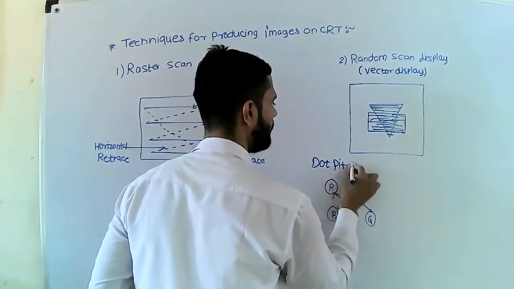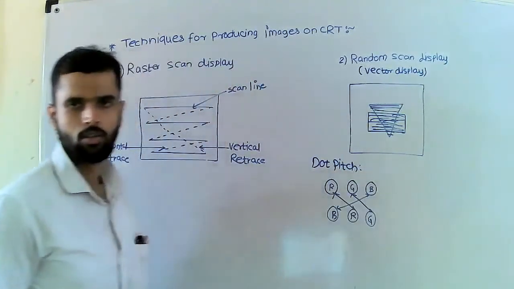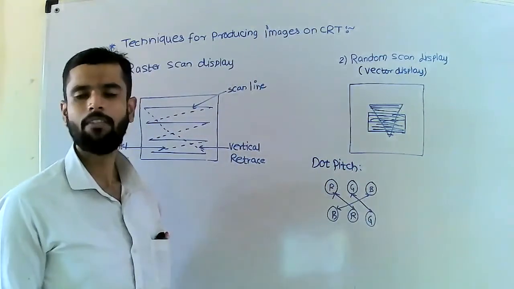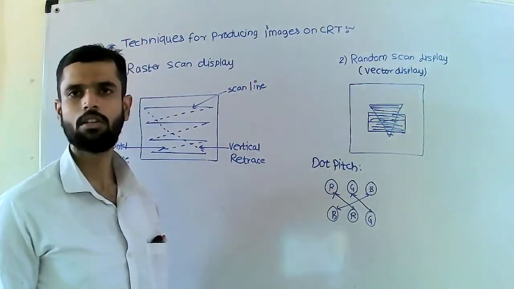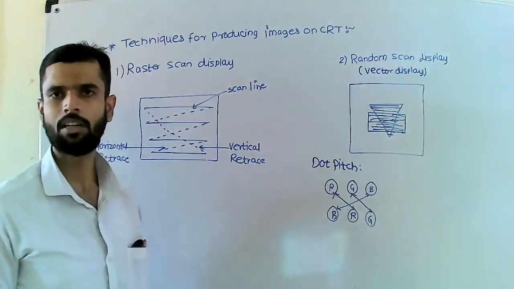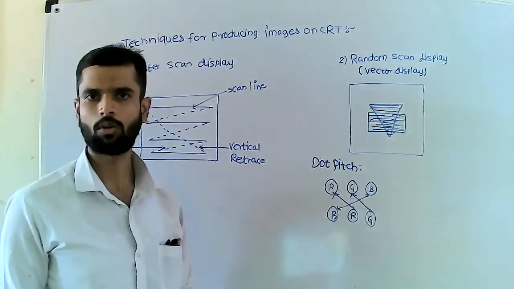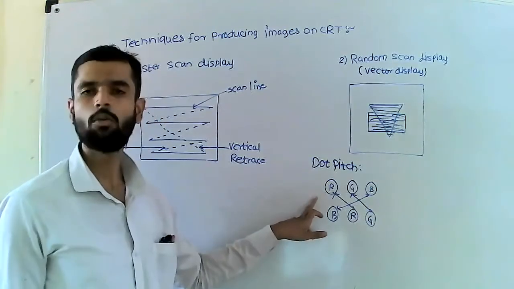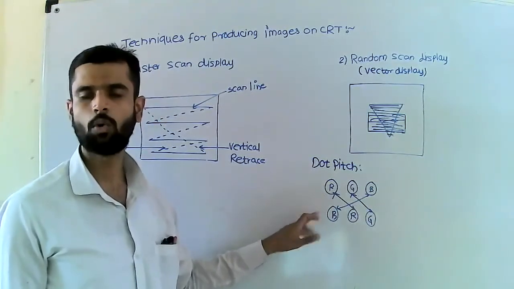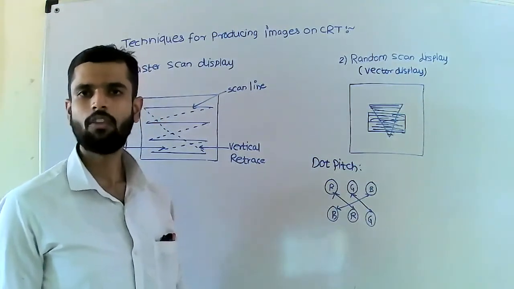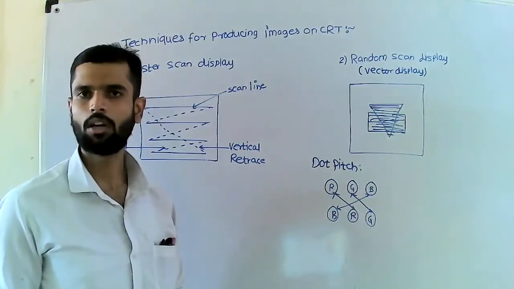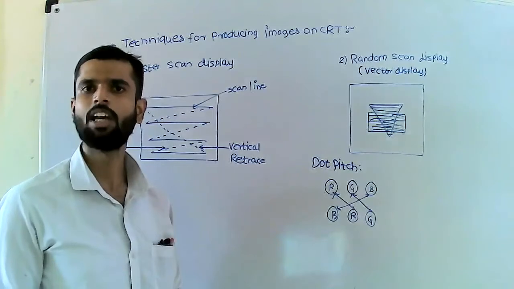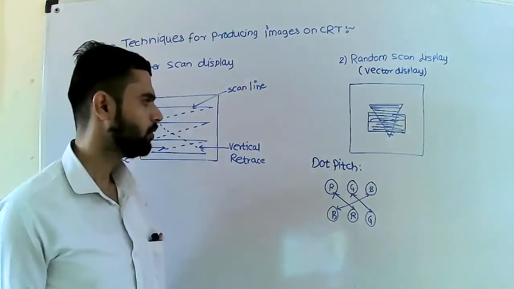Now the next small concept is dot pitch. So what is the meaning of dot pitch? In the previous video, I discussed the shadow mask technique. What happened in that technique? We used 3 electron guns, that is red, green and blue. Why did we use 3 electron guns? Because we have to highlight the phosphor coated screen of the particular color, that is red phosphor coated screen, green phosphor coated screen and blue phosphor coated screen.